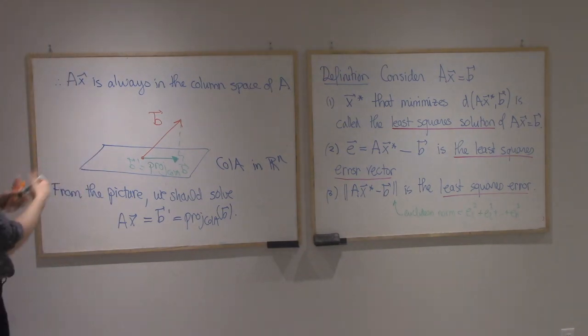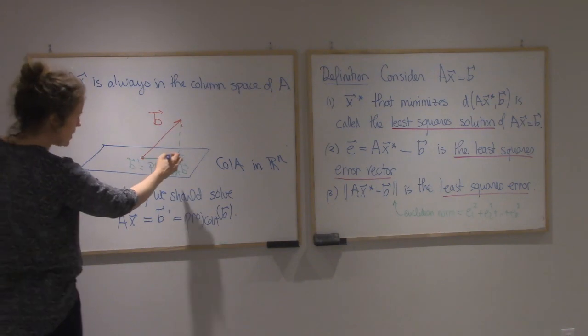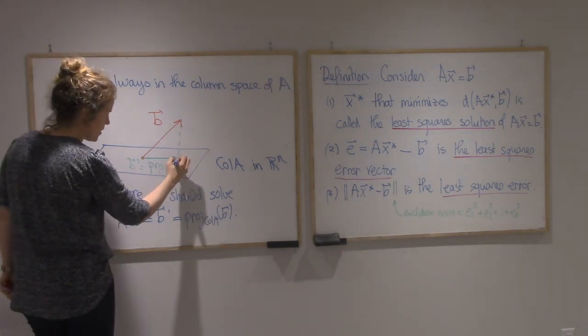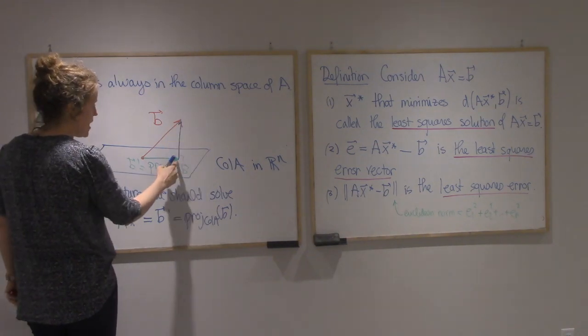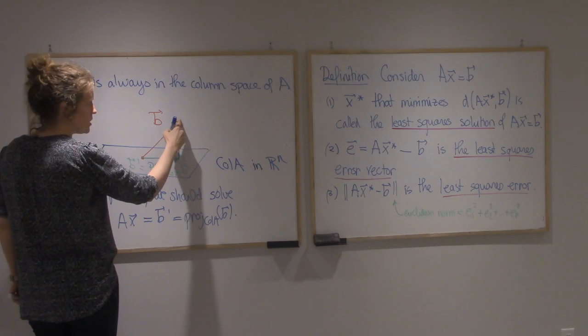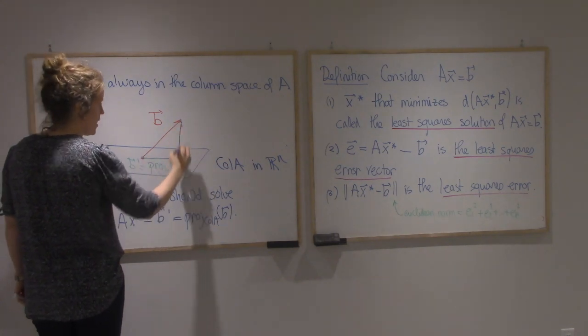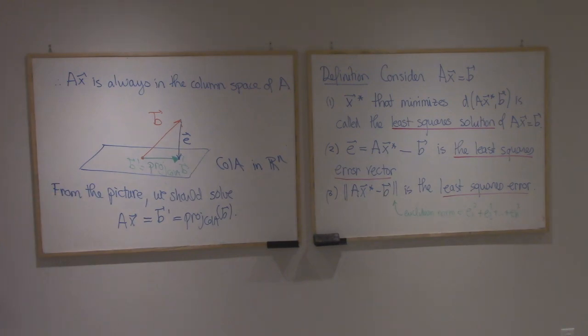Just to be complete, the error vector is on this graph. It's Ax, which is this, minus b, which is this, so minus b plus Ax, it goes that way. We mainly care about the length of it, but the direction is down in this picture.